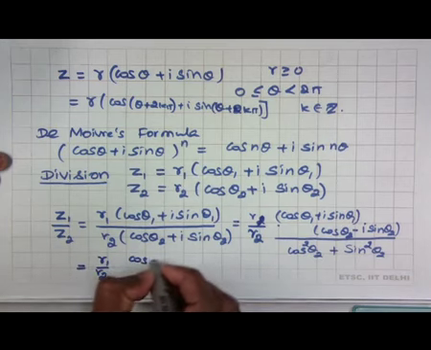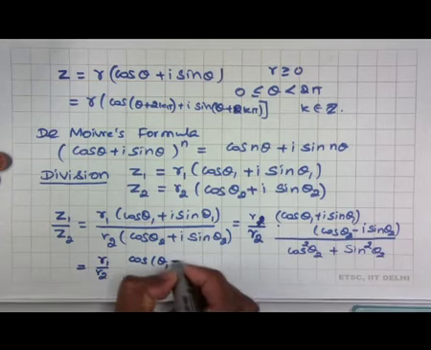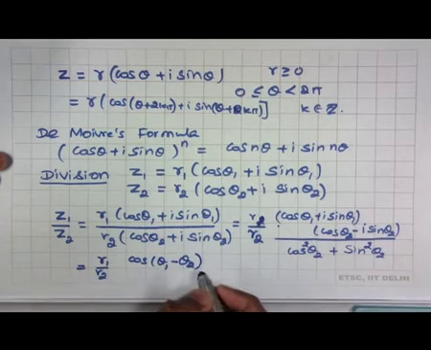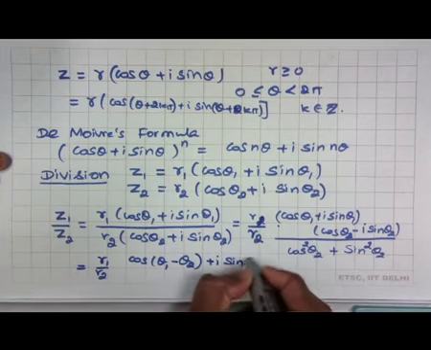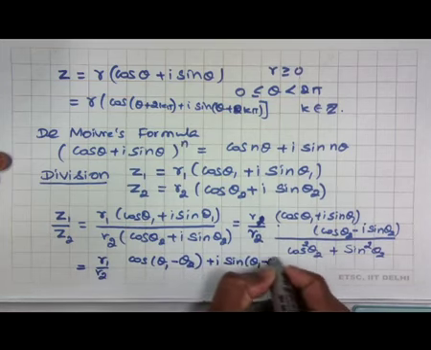So, the real part we get cos of theta 1 minus theta 2 plus I sin theta 1 minus theta 2. Let us recall the multiplication of two complex numbers. What we observed is we multiply the magnitudes, that is r1 r2, and then the angles are summed up. Now, what we observe is the angle is subtracted when we are doing the division.